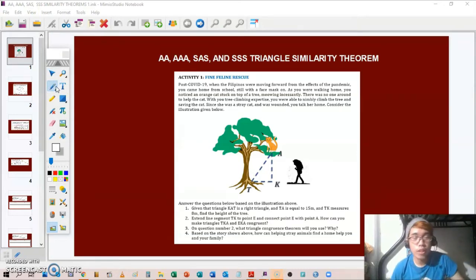So for our lesson for today, this is going to be our fifth module for the third quarter. Our lesson is going to be AAA, SAS, and SSS triangle similarity theorems, or the angle-angle-angle, the side-angle-side, and the side-side-side triangle similarity theorems. When we say similarity theorem, it's quite different from congruence.